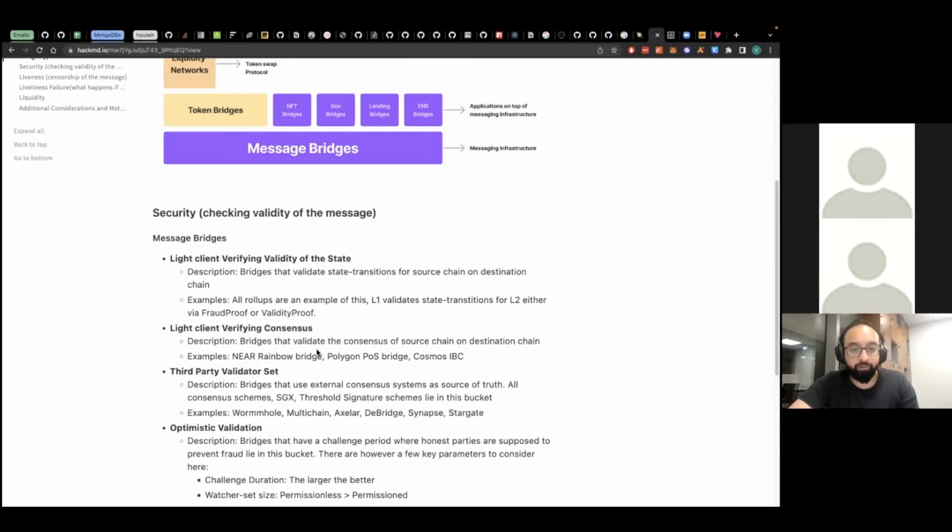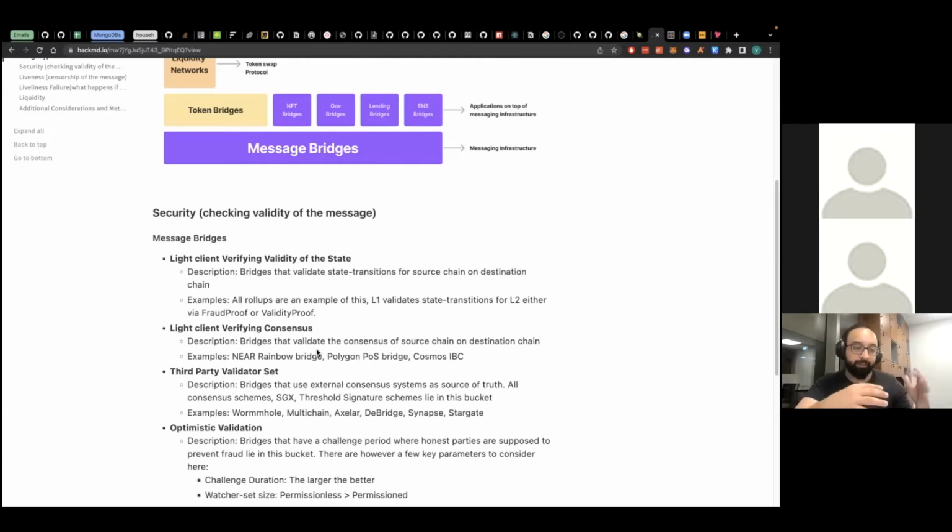Now we go to lifeline verifying consensus, as I talked about before. These are extremely simple bridges that don't check validity of each and every state transition, but they validate consensus of the source chain. Examples of this would be Near Rainbow Bridge, Polygon POS Bridge, and Cosmos IBC. So in Cosmos IBC, we have these two particular chains. One chain receives, let's say, a state root of the source chain, and it validates whether the source chain validators have signed off on the state root it just received. If it finds that indeed 2/3 plus validators of the source chain have signed this state root, it considers that state root valid and it gets processed.